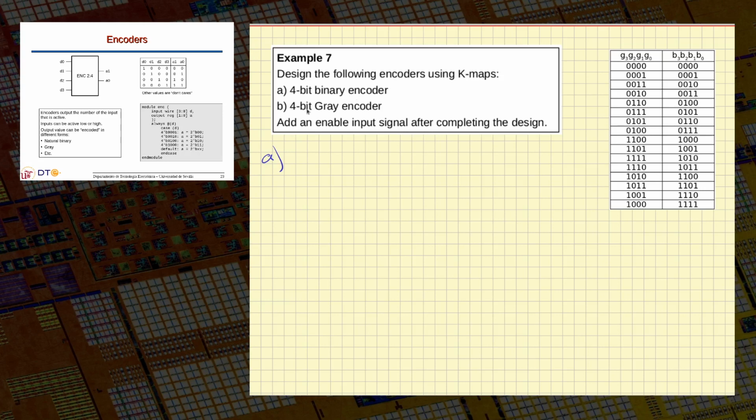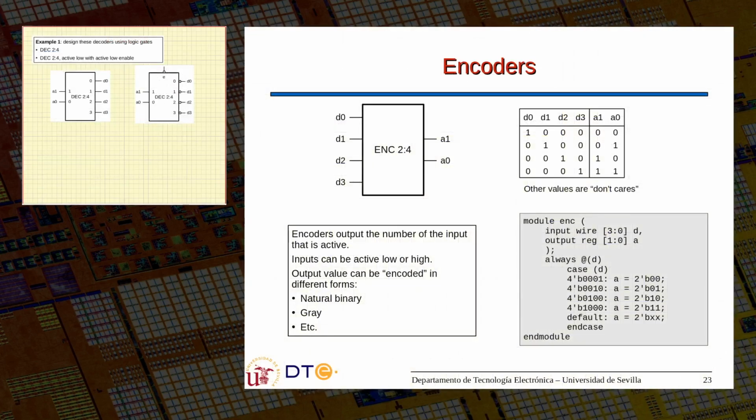In the encoder, the normal encoder outputs the number corresponding to the input that is active. So the table is like this, and we have lots of don't cares because the encoder is supposed never to have two inputs active at the same time. So all the cases that are not in the table are don't cares.